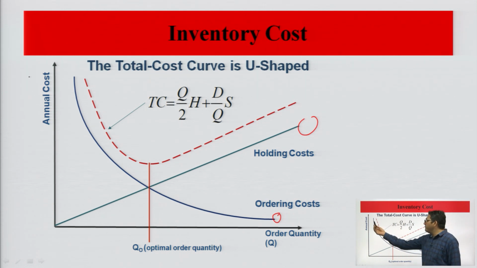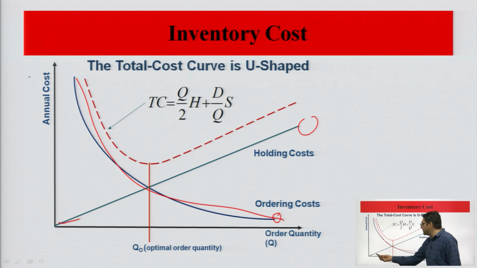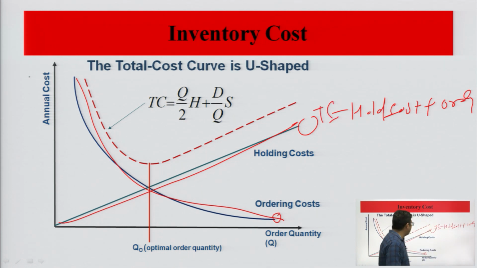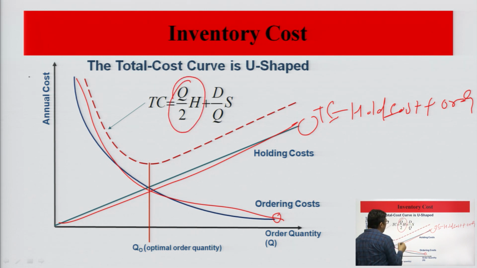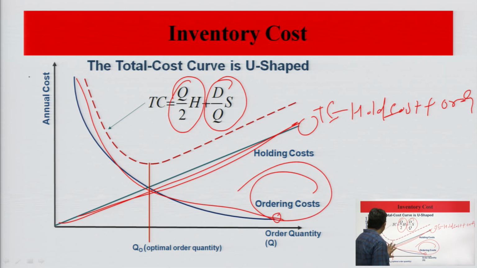Over a period of time we have identified that ordering cost is continuously declining, but holding cost is continuously increasing. If holding cost plus ordering cost are summed up, we will be able to calculate our total cost. This portion is our holding cost, and this D upon QS is our ordering cost. So, they are inverse to each other.